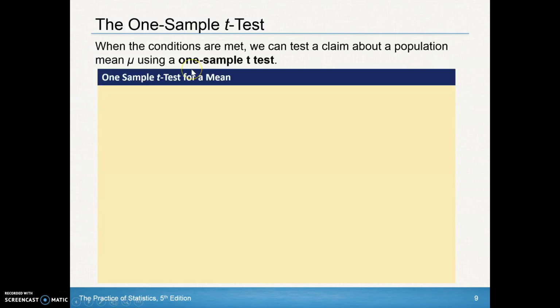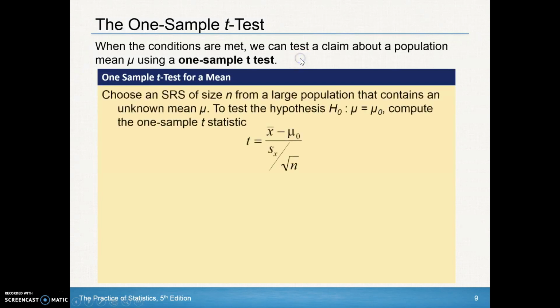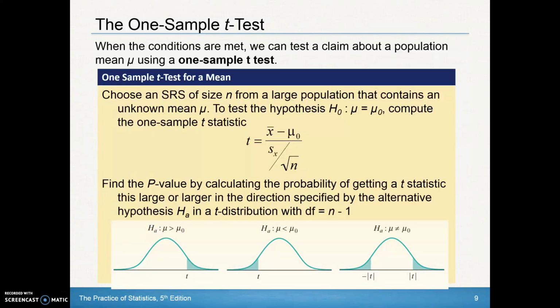All right, so when the conditions are met, we can test a claim about a population mean using a one-sample t-test. If we have an SRS of a certain size from the population that contains an unknown mu, we can test the hypothesis that mu is some stated value and compute that statistic as we did on the previous page. And again, an alternative hypothesis with greater than would be a one-sided test to the right. A less than would be a one-sided test to the left, and not equal is a two-sided test. It's just different.